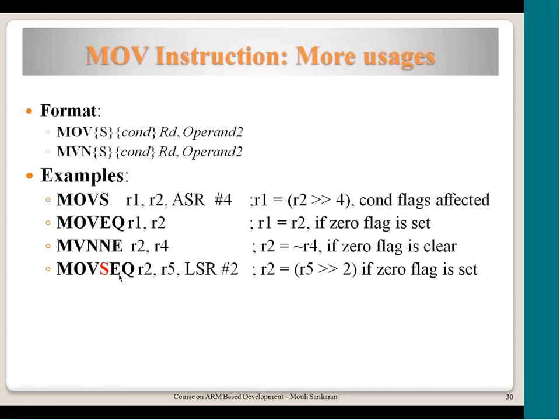Now it has the option. When this instruction is executed, at the end of its execution, can it impact the CPSR flags or not? That decision is taken based on the presence of S. Now because S is here, if the zero flag was set prior to the execution of this instruction, this will be executed, and based on the outcome of this instruction, the CPSR flags will be set. So you are combining both here. You have flexibility and freedom to put any combinations to achieve what you want in your code.